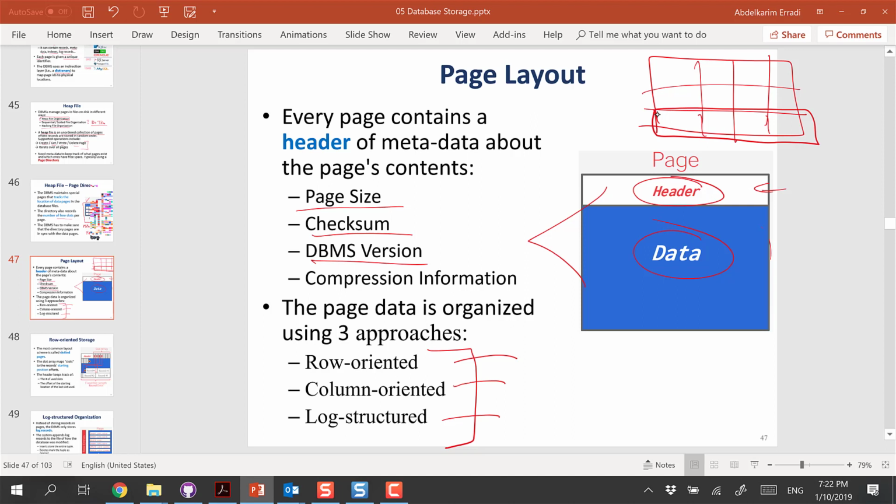So pages will be storing values of one particular column. And what about the log-structured storage? We don't store rows, no columns. What do we store? Not pointers. The actual inserts and updates and deletes. The actual log, the actual changes.